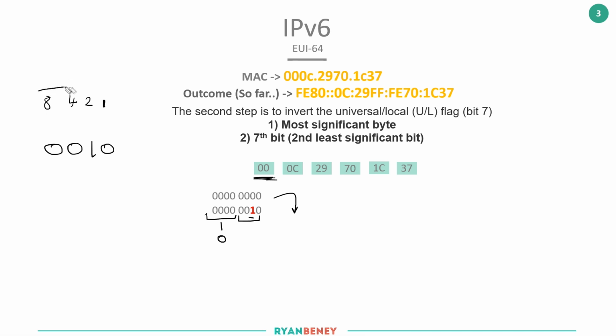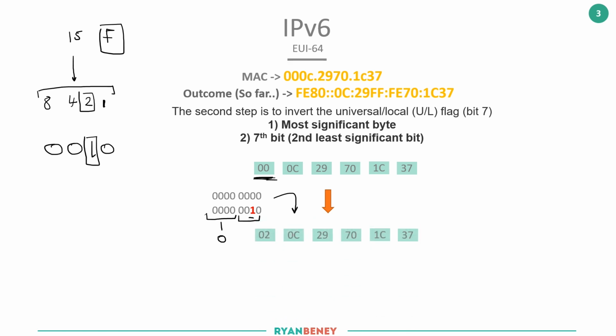And to make sure we've got the right chart, if we add up all of these numbers, we will get 15, and we know F is the highest hexadecimal, which is 15. So we know that 2 is being flipped, so this 1 is actually a 2 in hexadecimal. So now if we change the MAC address back, the outcome is this.